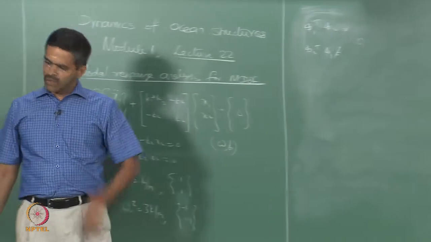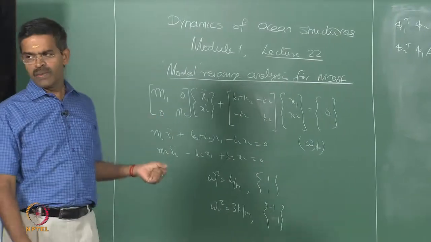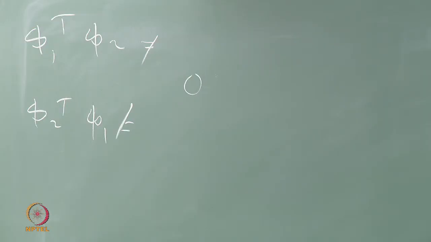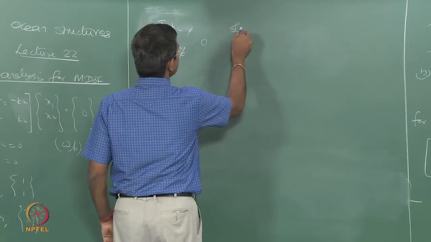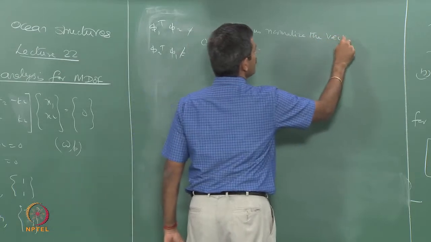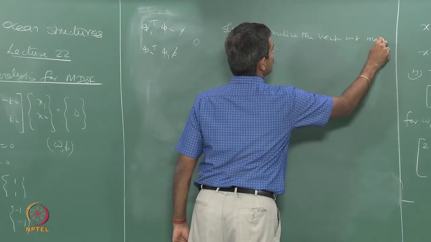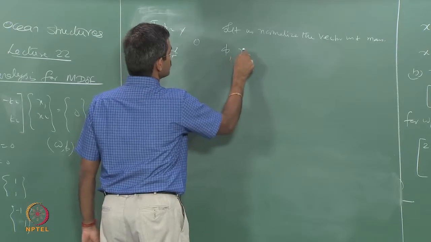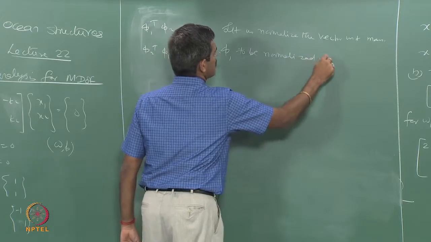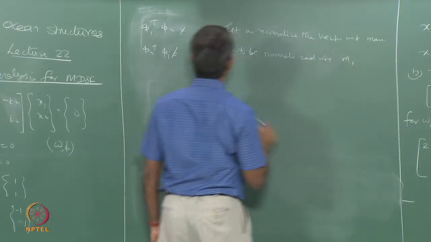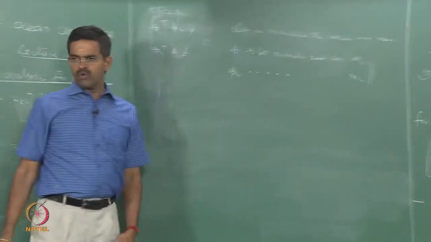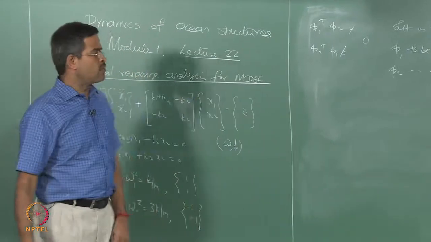So, I want to normalize it with respect to mass or stiffness, both. Let us see what happens if we do it with mass. So, let me find out. So, let us normalize the vector with respect to mass. So, that is phi 1 to be normalized with respect to m 1 and phi 2 to be normalized with respect to m 2, and so on and so forth, because we have got to multiply them with the mass matrix. Why m 1 and m 2?